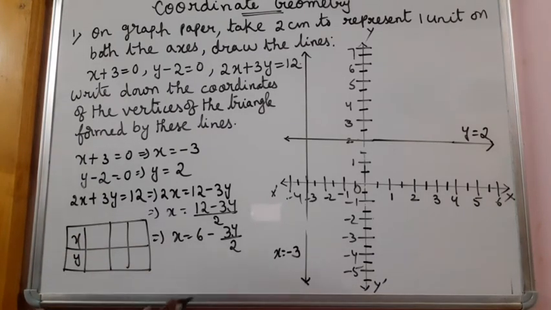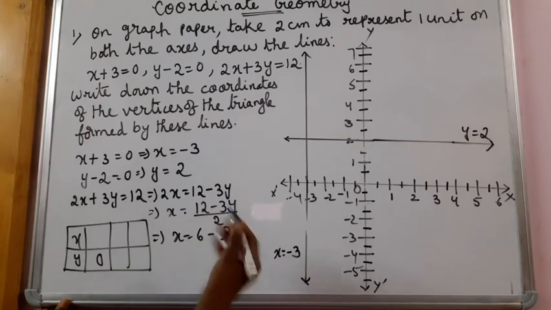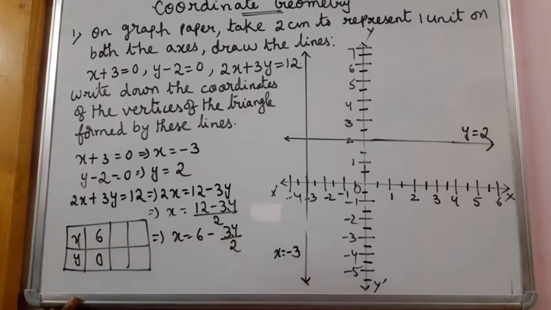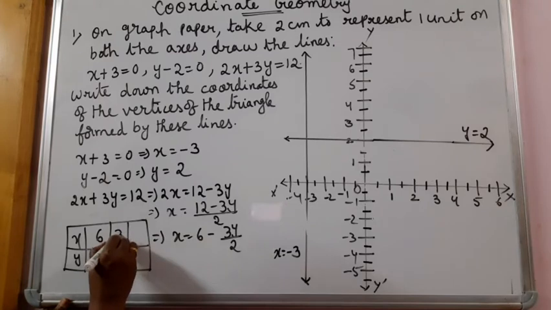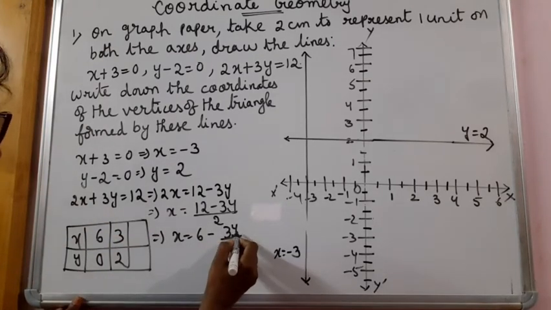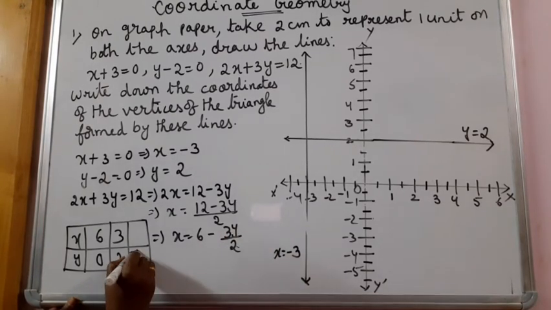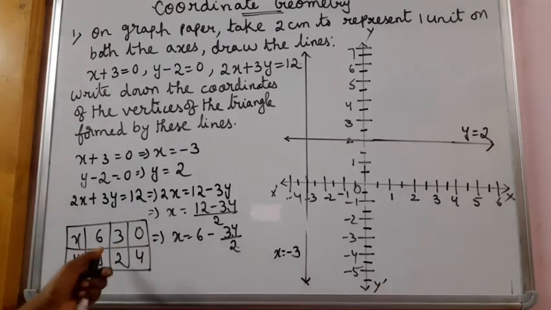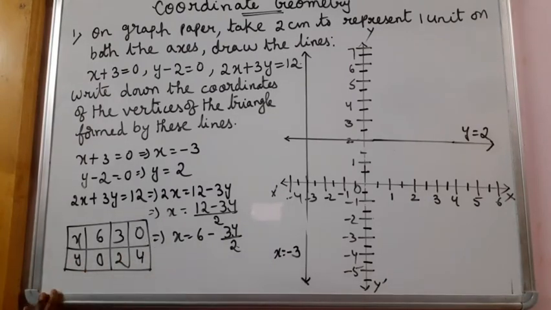So now let me take y as 0. If y is 0, we'll get 3 into 0, 0 by 2 is 0, 6 minus 0 is 6. And let me take y is equal to 2. If y is equal to 2, 2 will be cancelled, 6 minus 3 will be 3. And if y is equal to 4, we'll get 3 2s are 6, 6 minus 6 is 0. If y is equal to 4, we'll get x equal to 0. So now we have to plot these. We got the values of x and y, 3 places minimum we have to take.